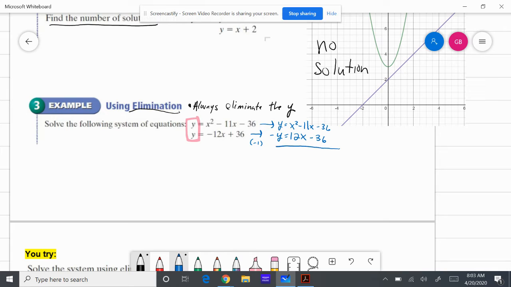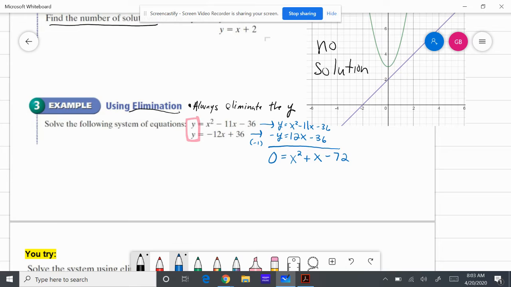So now I'm going to add these equations. y minus y, so that's going to be 0. x squared, there's no x squared on the bottom, so just bring it down. Negative 11x plus 12x, that's going to be just 1x. And negative 36 plus negative 36 is negative 72. So now we're left with 0 equals x squared plus x minus 72.